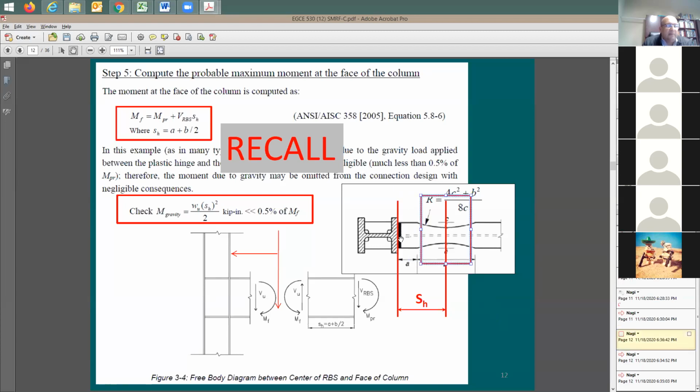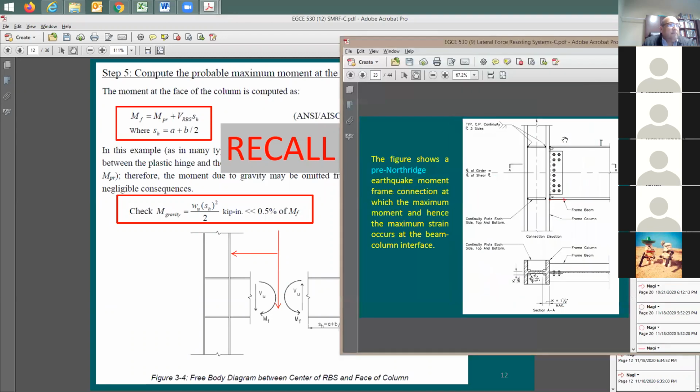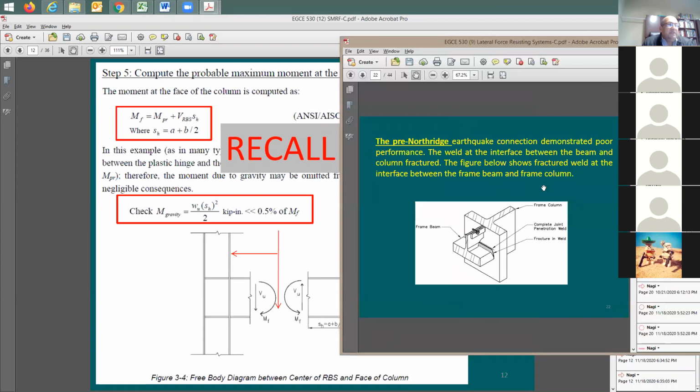Do you remember what the problem was here? Would the hinge be extended to this location? Can someone help me with this? If the hinge is extended to the face of the column, that means it will be weaker at the face of the column, and we don't want that. You're going to have cracks here in the weld.